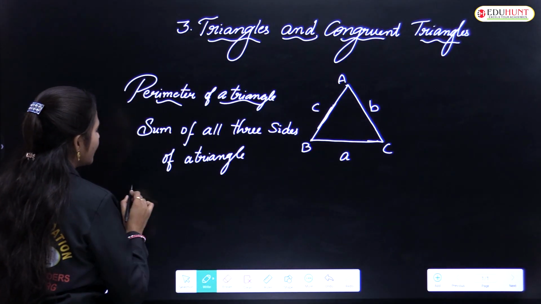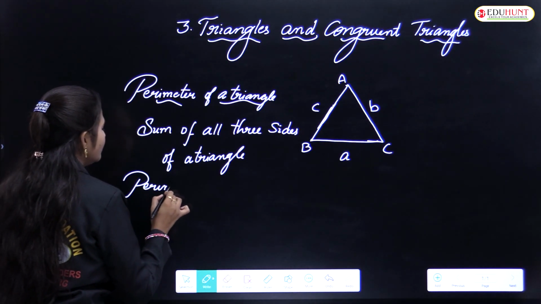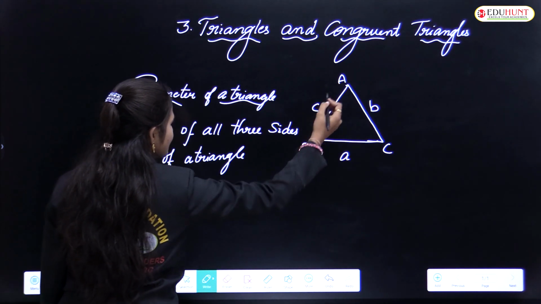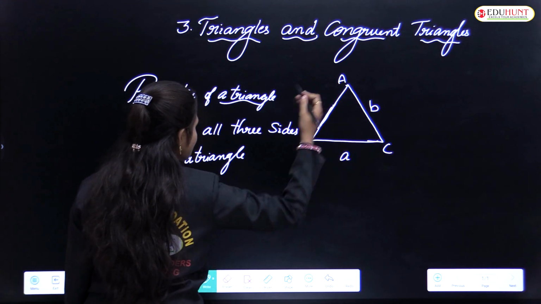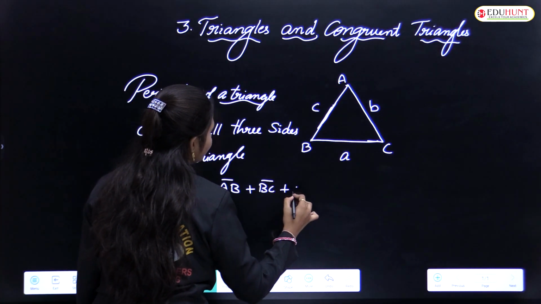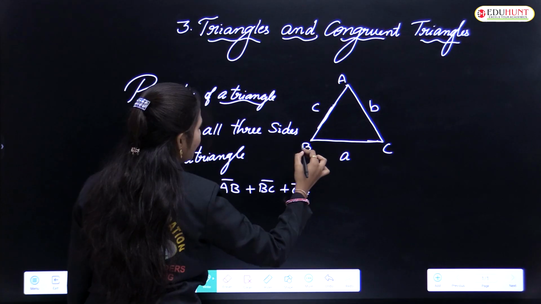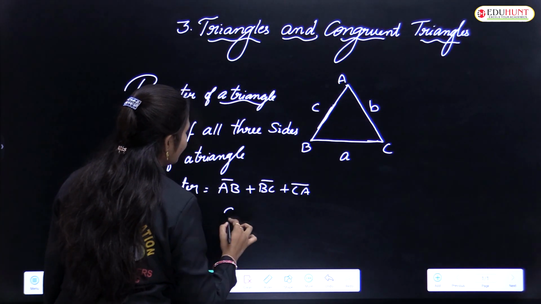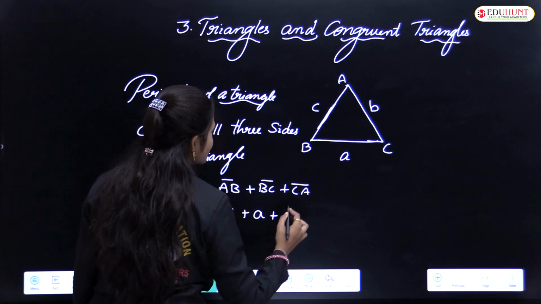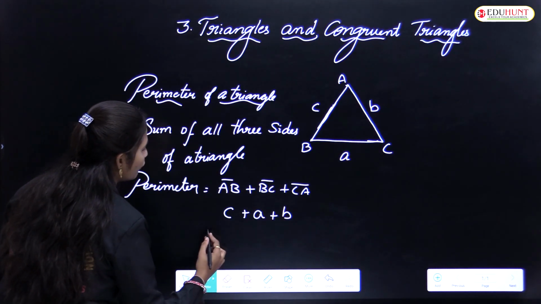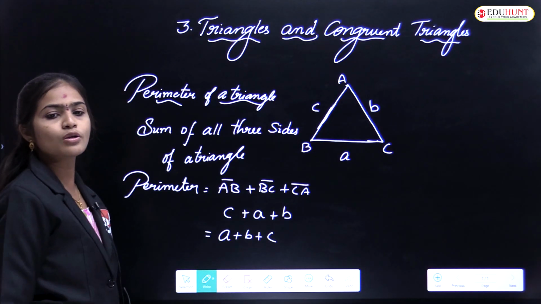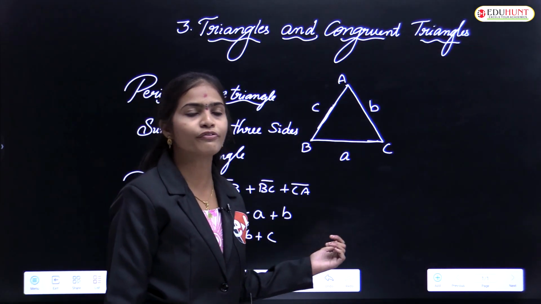So what is the formula here? Perimeter is equal to the sum of all the sides, that is AB plus BC plus CA. AB is represented with the letter c, BC with a, and CA with b. So the perimeter of a triangle formula is a plus b plus c. Is it clear? This is the formula for the perimeter of a triangle.